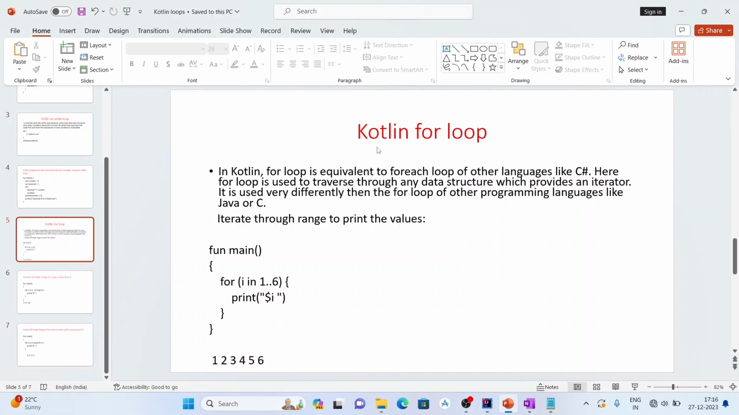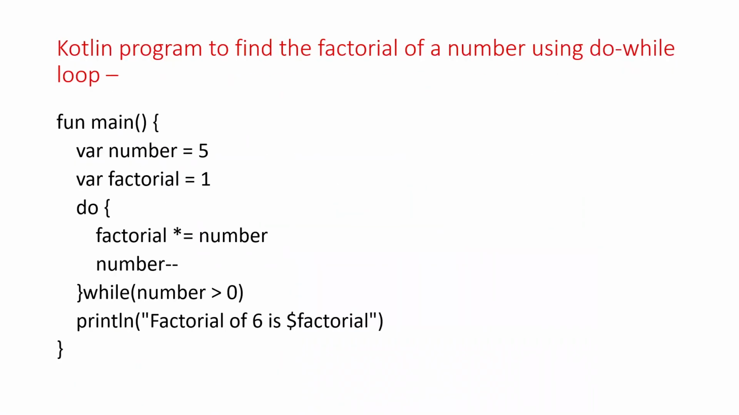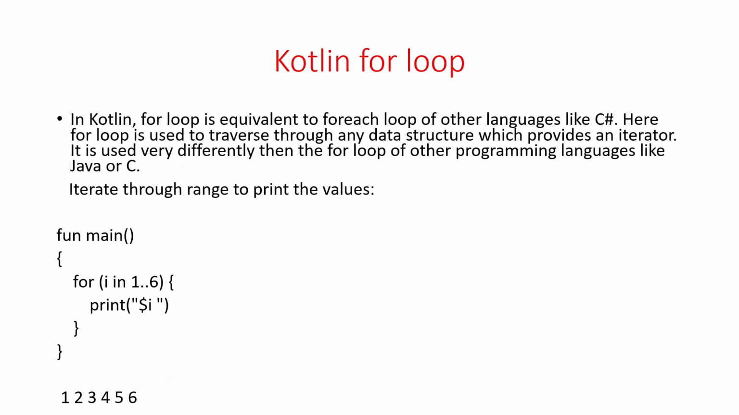Now let's enter the full screen. Now we move to the for loop. In Kotlin, for loop is equivalent to for each loop of other languages like C#. Here for loop is used to traverse through any data structure which provides an iterator. It is used very differently than the for loop for other programming languages like Java or C.